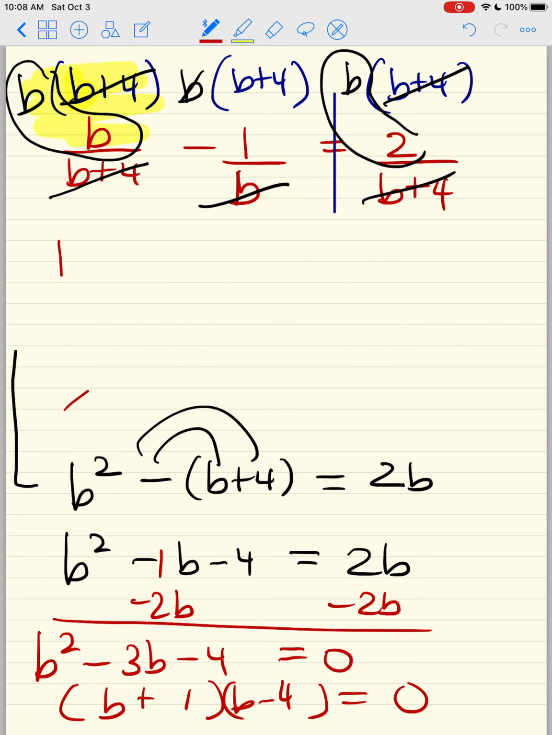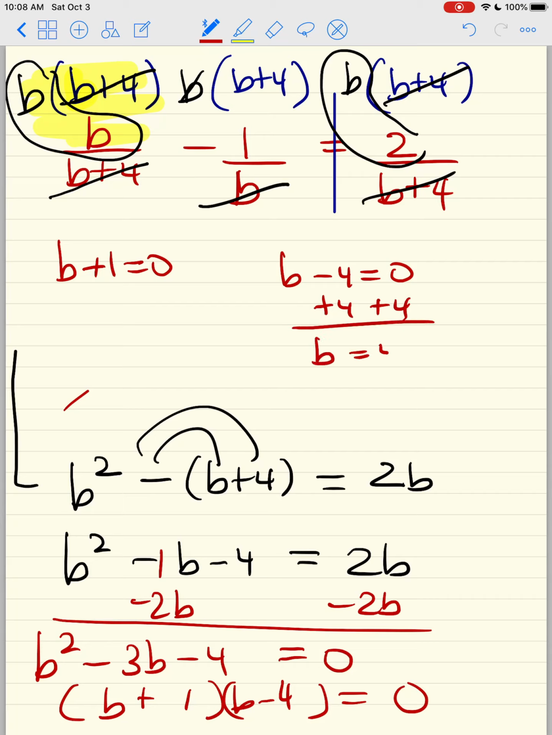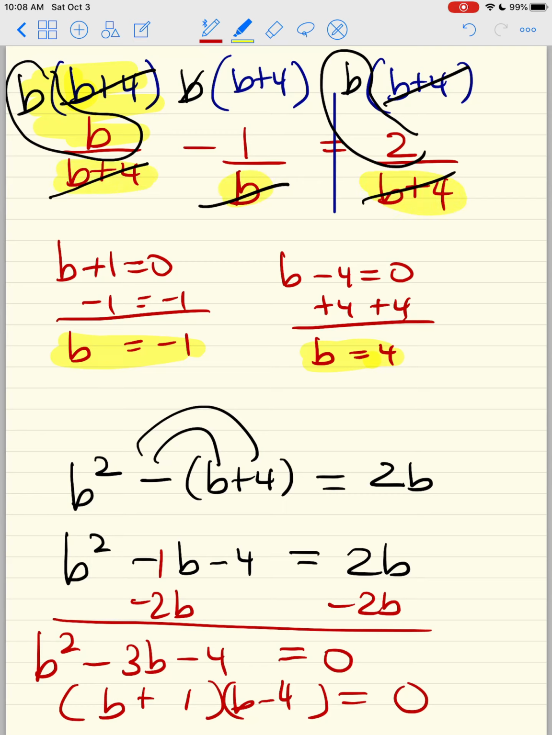And I'm going to set each factor to equal to 0 so I can find the solution to this. And so my solution is negative 1 and 4. And you're basically done. But there's one really important thing that you have to do when you are solving equations that have denominators. You have to make sure that the denominator would never equal to 0 if you plug these two numbers in. So when you plug in a 4 into this, you get an 8, so that's fine. You get a 4, that's fine. And you get an 8, that's fine.